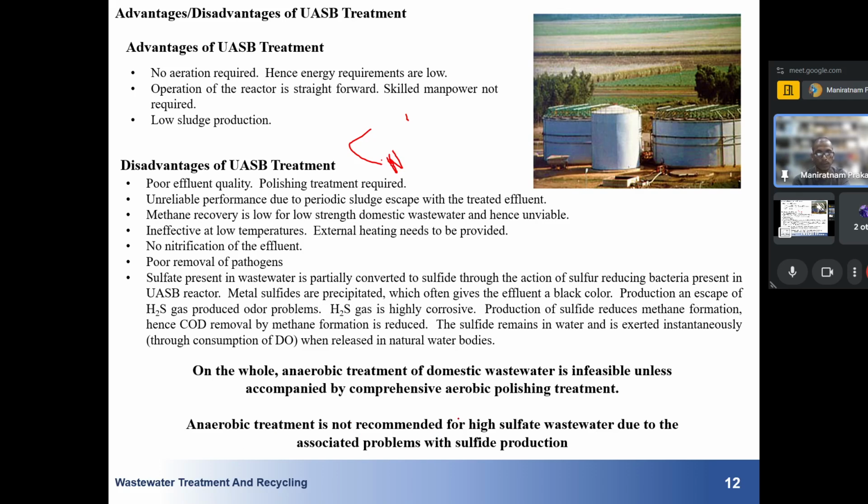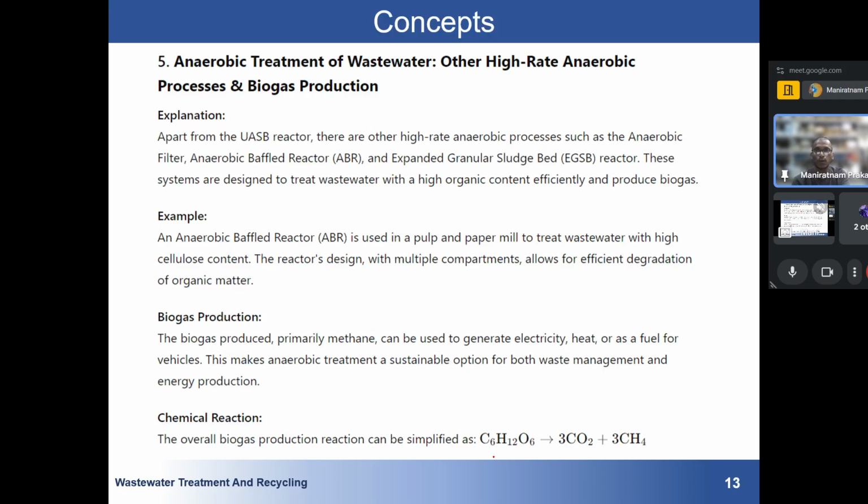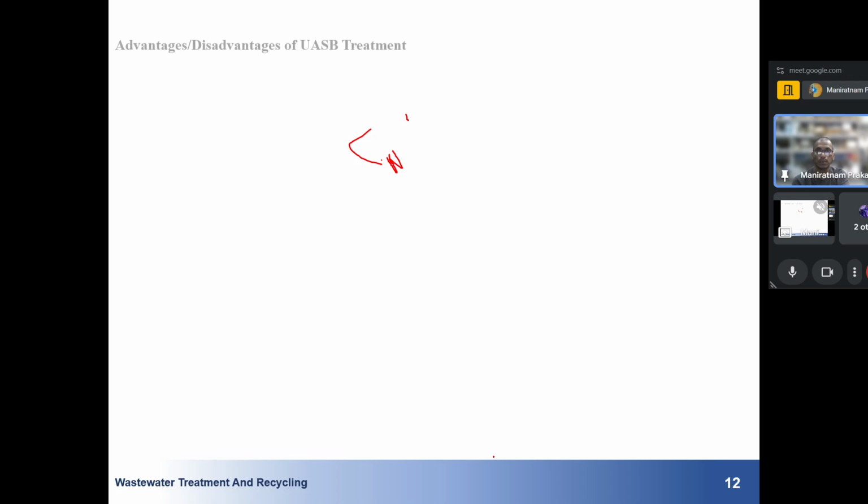Anaerobic treatment is not recommended for high sulfate wastewater due to the associated problem of sulfide production. Okay, so this was all about UASB.